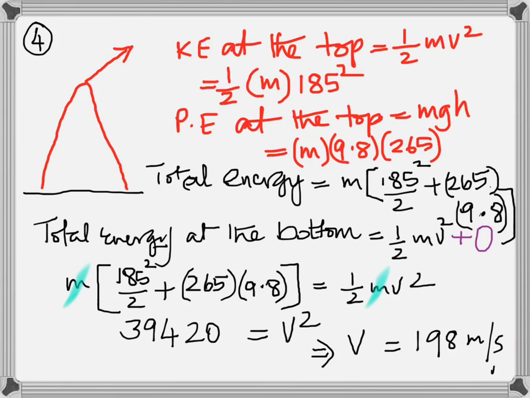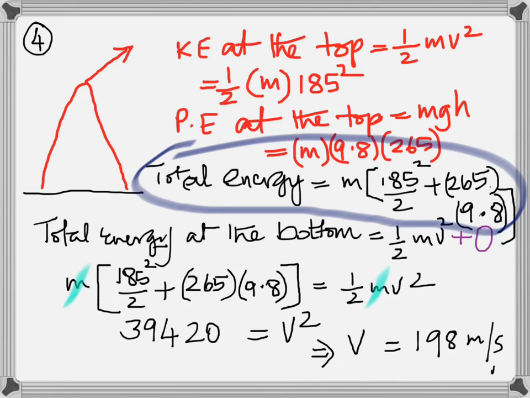Okay. Now this is the same problem. The kinetic energy at the top plus the potential energy gives you the total energy as given here. Total energy at the top should be equal to the total energy at the bottom. And at the bottom, the potential energy is 0 because the height is 0. Same thing. You don't have to care about the angle at which it is fired. Just take the potential and the kinetic, add them up. They must be equal at every point, in fact. So you get the answer as 198 meters per second.